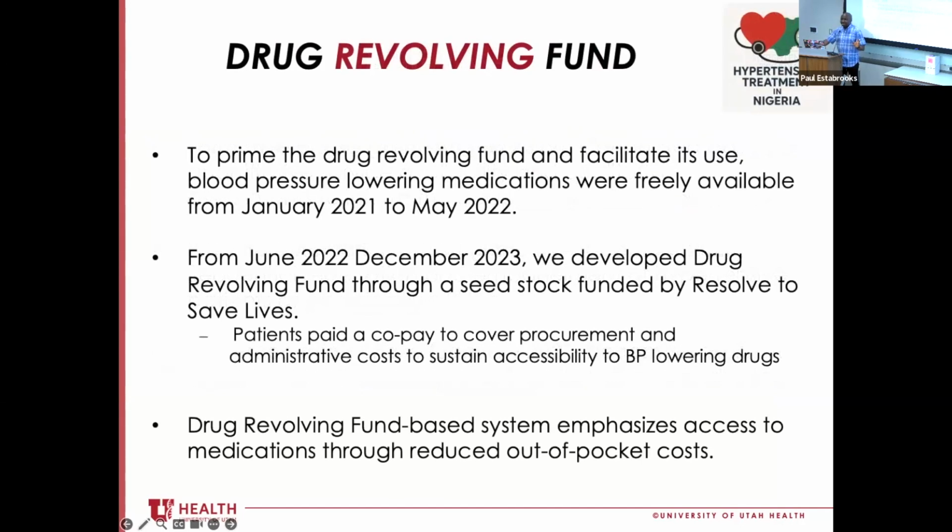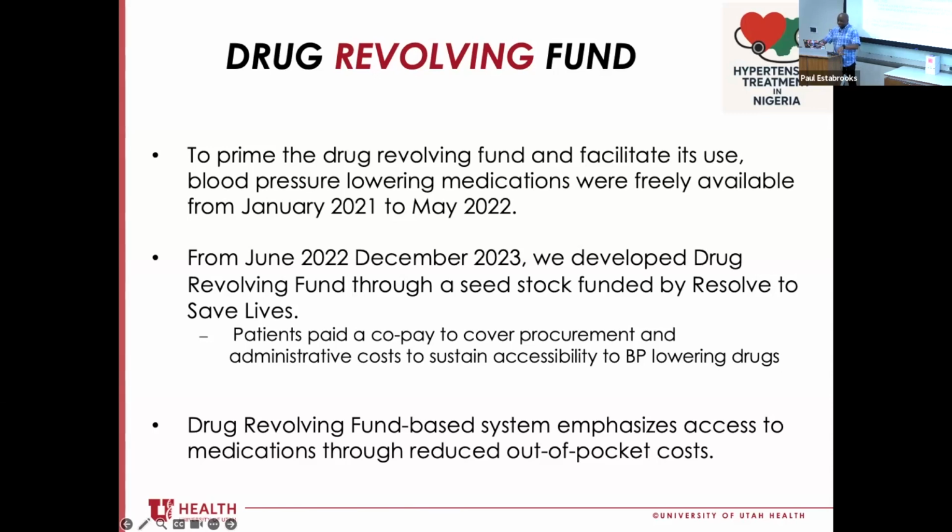I mentioned earlier that for patients, we provided free medications up to a point. From January 2021 to May 2022, they didn't pay for medications. It was provided for them, to prime the drug revolving fund. When we say drug revolving fund, it's a model whereby you give the medication to the patient at cost price, maybe plus markup. The reason is to ensure that they have access to that medication and it's affordable.